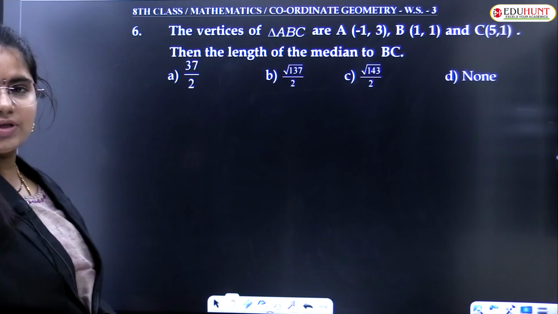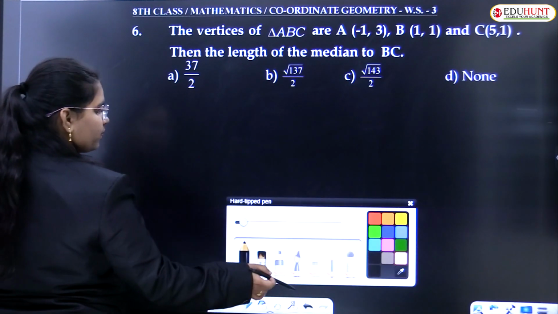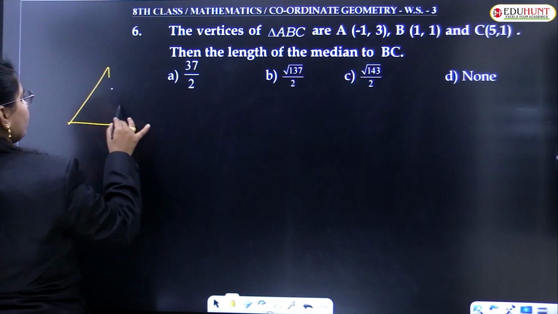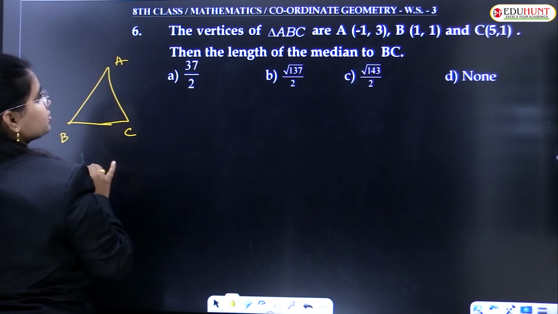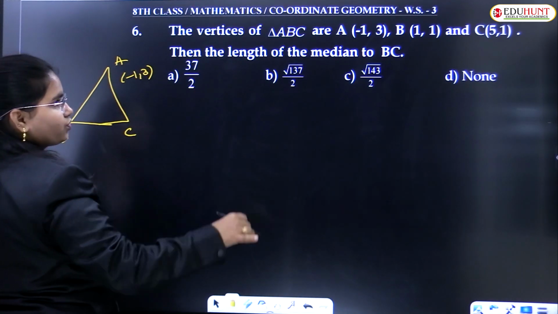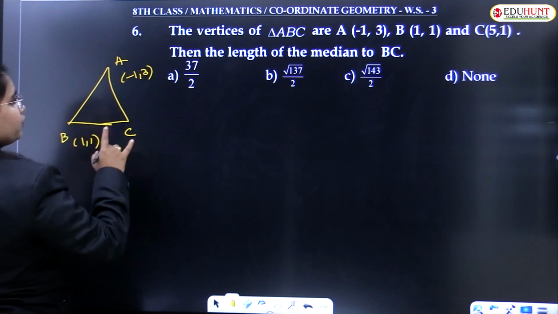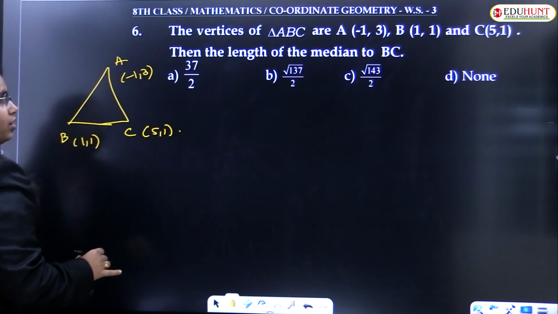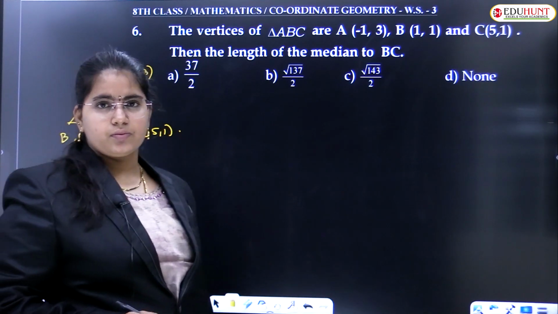So here we have the 6th question. Let's construct a diagram first by reading the question. The vertices of a triangle are A, B and C. The first vertex A is minus 1, 3, B is 1, 1 will be the second vertex, and C is 5, 1 will be the third vertex. Then you need to find the median to the BC.